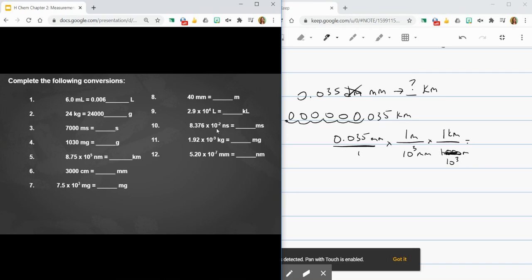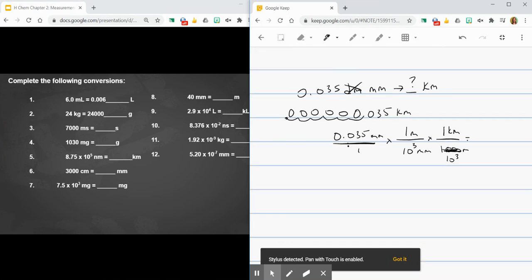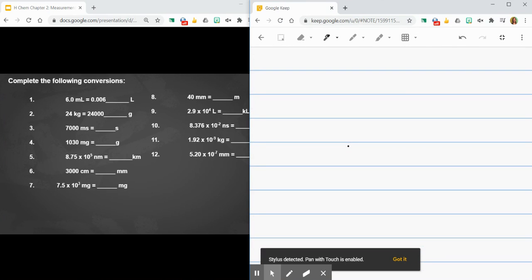Okay, no. So here are some conversion problems that I wanted to try with the metric slide method. All right, so number 1. Oh, okay, the answer for number 1 is there. I'm going to do it anyways. Number 1, 6.0 milliliters equals how many liters?